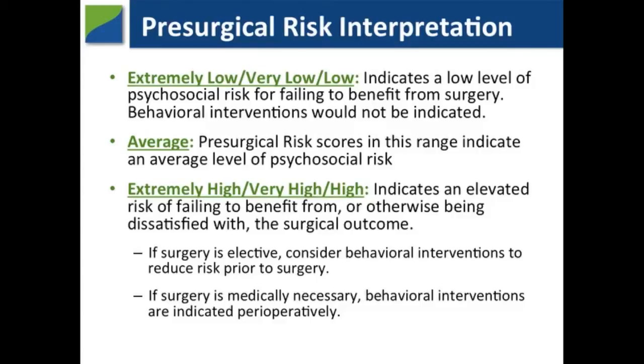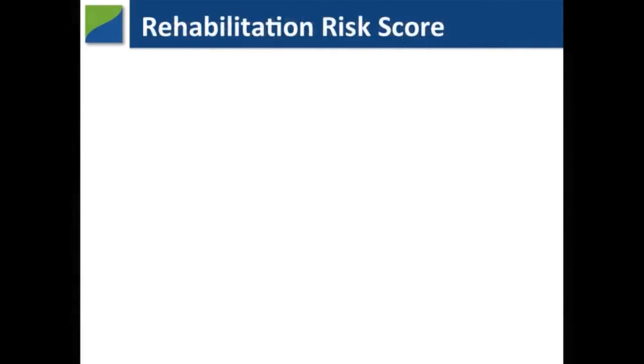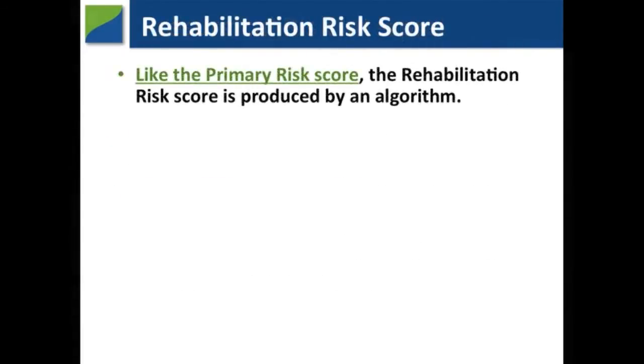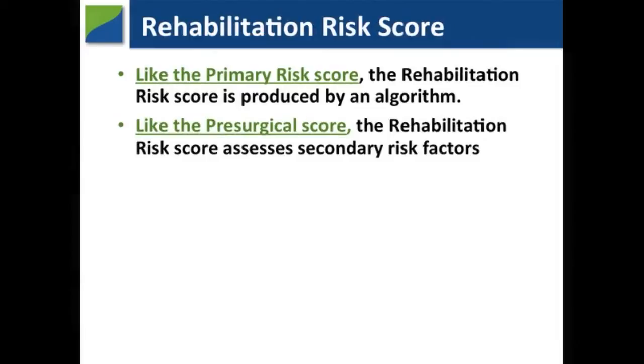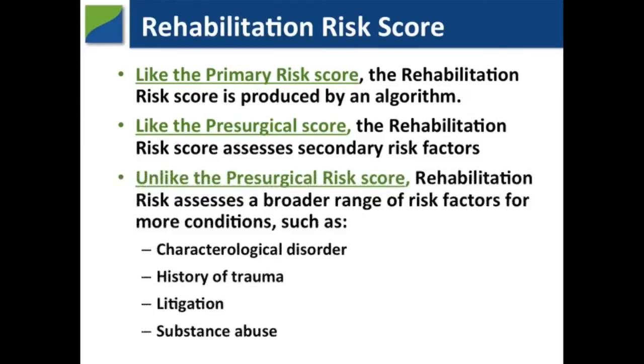In contrast, rehabilitation risk. Like the primary risk score, rehab risk is produced by an algorithm. Like the pre-surgical score, rehab risk assesses secondary risk factors. Unlike the pre-surgical score, rehab risk assesses a broader range of risk factors such as characterological disorder, history of trauma, litigation, and substance abuse.